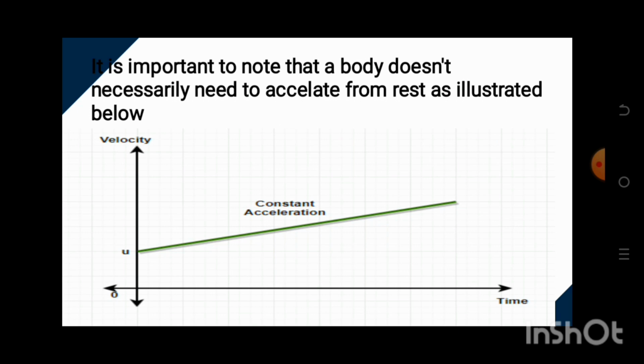Now, I want to quickly say something. It is important to know that the body does not necessarily need to accelerate from rest, as illustrated in this diagram you are looking at. You see, this body does not start from the origin of the graph, but it starts at a certain point, that is at a certain velocity. So a body can also undergo constant acceleration by moving in this direction, as you have seen in this chart.